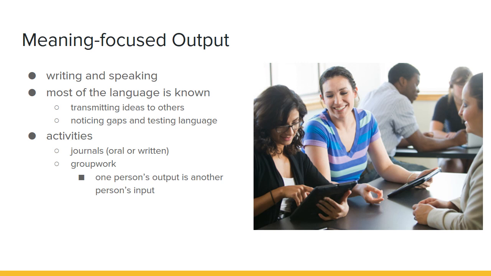So examples of meaning-focused output might be things like keeping a journal, a written journal or an oral journal, some kind of vlog maybe. But also group work is really good for practicing meaning-focused output because there has to be that negotiation, that exchange. And so we'll often be speaking or writing. And keep in mind that when a peer is giving their output, then the partner receives it as input. And so group work is really helpful for language acquisition and for building language skills because it's both the input and the output.